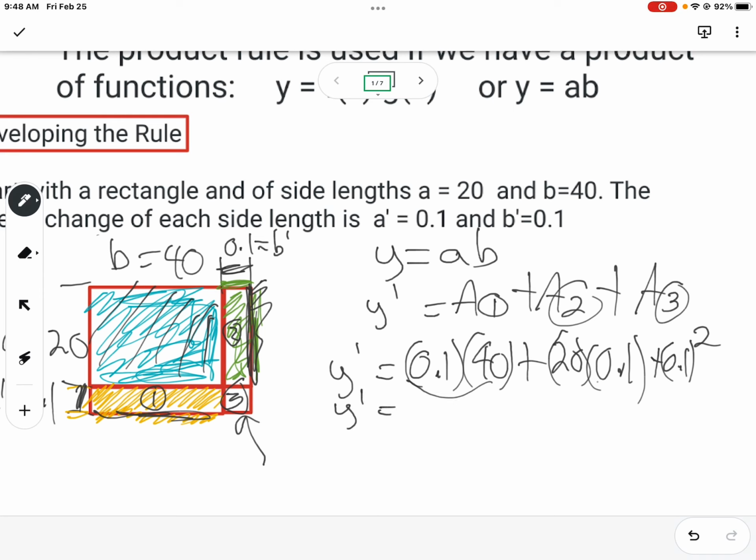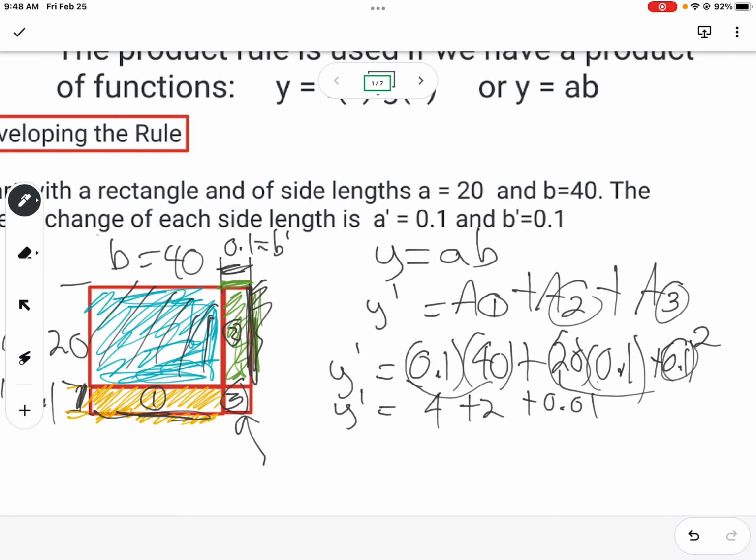So let's go through this now and see if we can get an answer. So 0.1 times 40 is 4. 20 times 0.1 is 2. And 0.1 squared is 0.01. So it looks like y prime is 6.01.